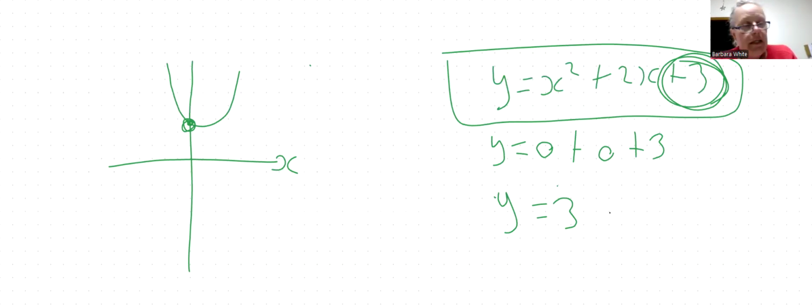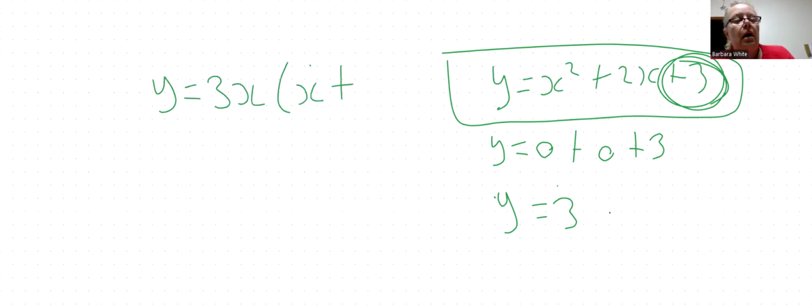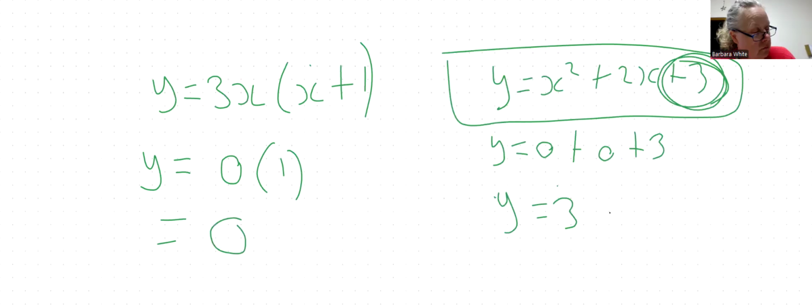Oh, here's another one. One more. Y equals 3x lots of x plus 1. All right. X is 0. Y equals 3 zeros is 0 times, or it doesn't matter what it's times because 0 times 1 in this case equals 0. Y-intercept is 0. Okay? Let x equal 0, you will find the y-intercept. That is all for y-intercepts.